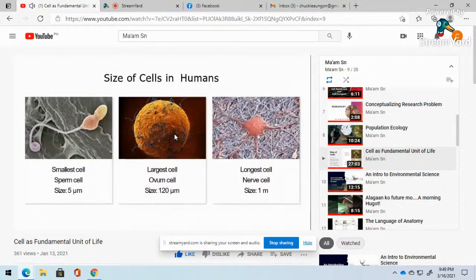So the smallest cell, the sperm cell, is about 5 micrometers. The largest cell, which is about 120 micrometers, is in the form of the ovum or the egg cell. And we have the longest cell, which is the nerve cell, that is about 1 meter.